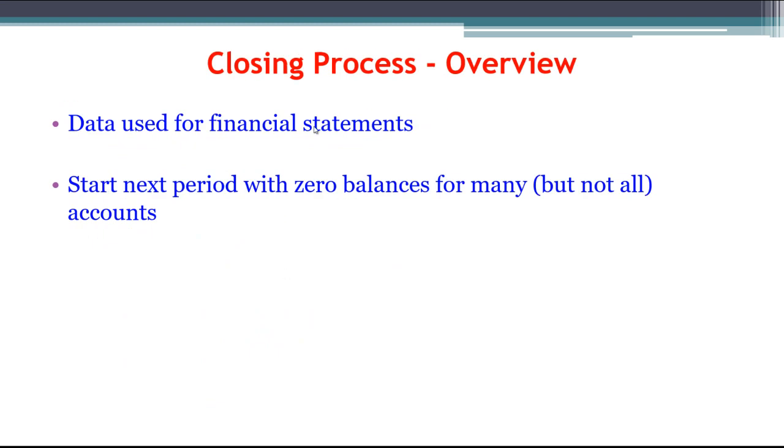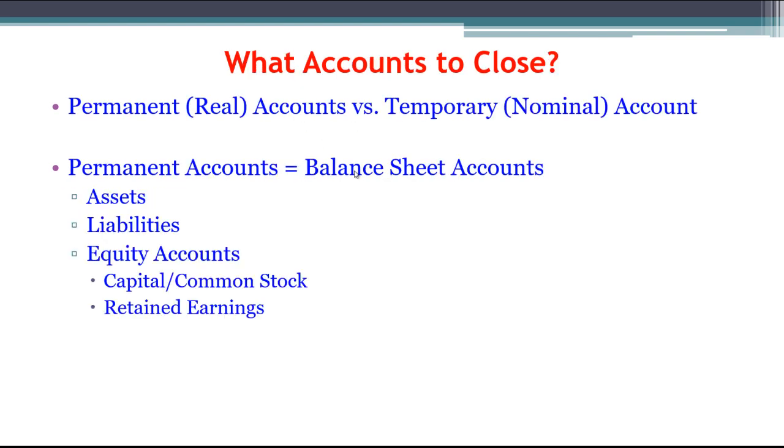So as an overview of the closing process, what we're doing here is using data we've already used for the financial statements, and now we need to set the next period back to 0 to start fresh. Now again, this is not every account. It's only our revenues, expenses, and dividends. They get closed out. Everything else keeps its balance.